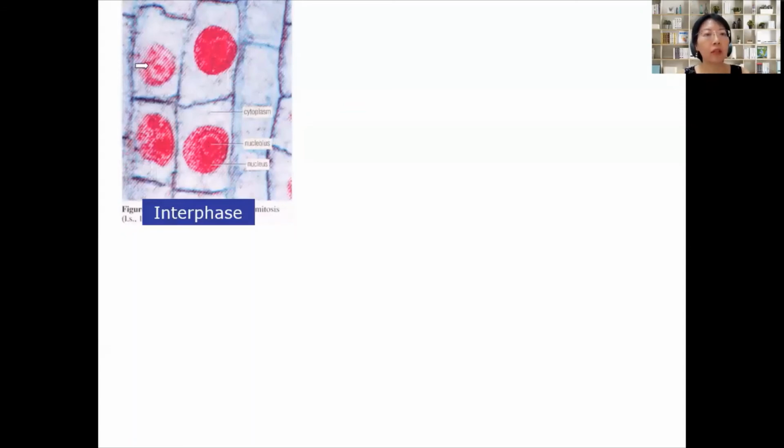Now look at this structure here. This structure is different from this one. In this structure, you can see a lot of spaces start to form. So this is actually prophase already. Very easy to identify, okay?